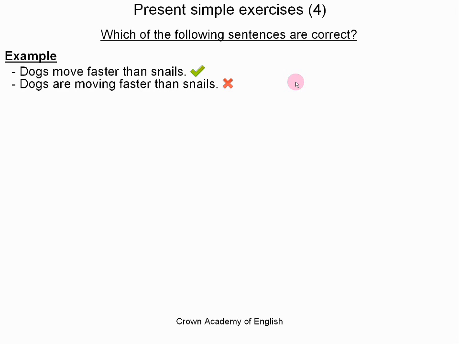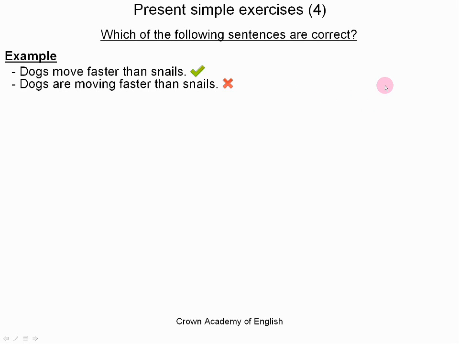And the reason is, we're discussing a fact here. We're discussing a permanent situation. Dogs move faster than snails. It's a fact. It's always the case. A snail is never going to move faster than a dog. So it's a permanent situation, so we must use the present simple tense. And it's the first sentence which is in the present simple. The second sentence is using the present continuous. So that is wrong.